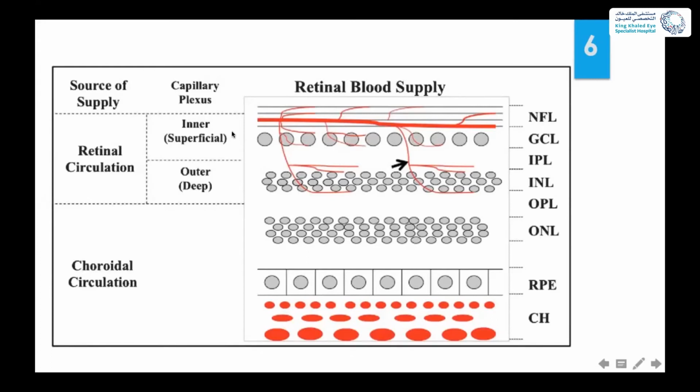And the retinal circulation is supplied by the superficial and deep capillary plexus. The superficial capillary plexus will supply the nerve fiber layer and ganglion cell layer, and the deep retinal circulation will supply the inner plexiform layer and the inner nuclear layer, and the choroidal circulation will supply the rest.